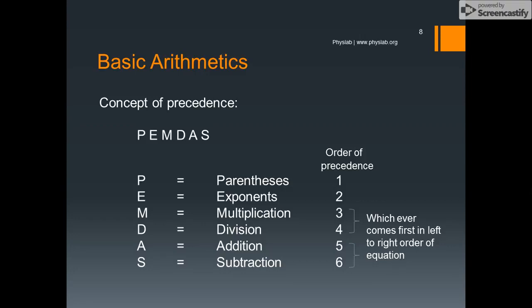For example, if the equation has parentheses, they are at the highest order to be solved. Then, if we have exponents, they're at the second order to be solved. If you have multiplication and division, then going from left to right in an equation, whichever comes first has to be solved first. Then addition and subtraction. So that's the order of precedence.